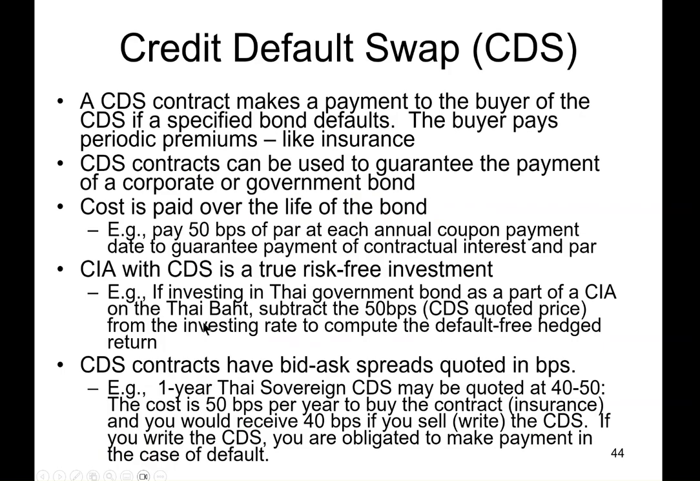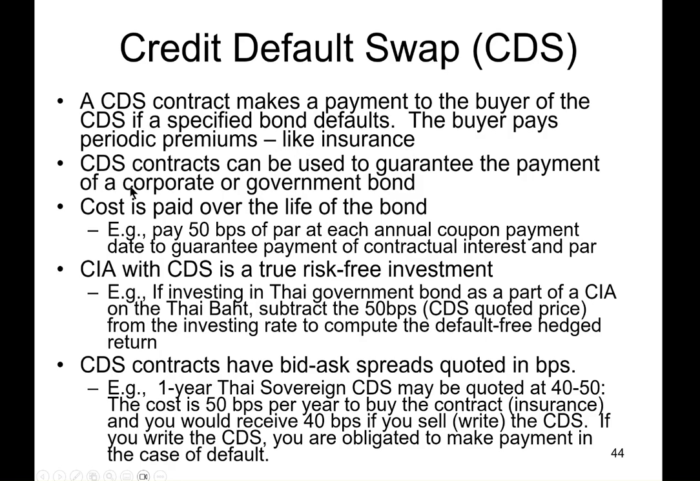Now, the one more example I want to do is a credit default swap, adding a covered interest arbitrage with a credit default swap, or what we say is a CIA with a CDS. So a CDS, credit default swap, is a contract that makes payments to the buyer of the CDS if a specified bond defaults. So for example, you buy the Pakistan bond, and if it defaults, it promises to give you back the par amount. All right, so the buyer pays periodic premiums just like insurance.